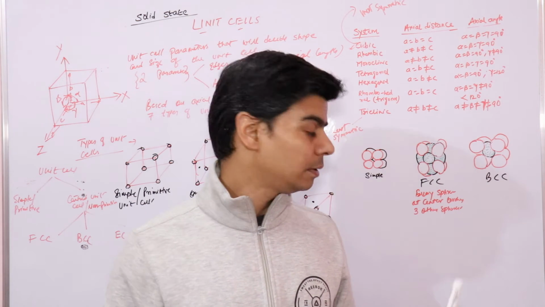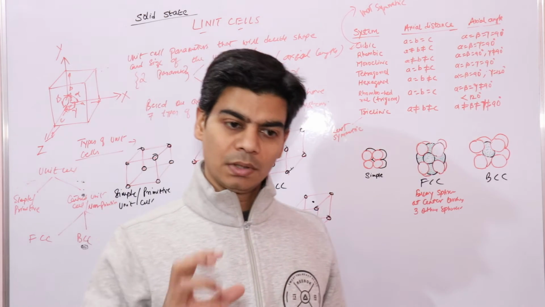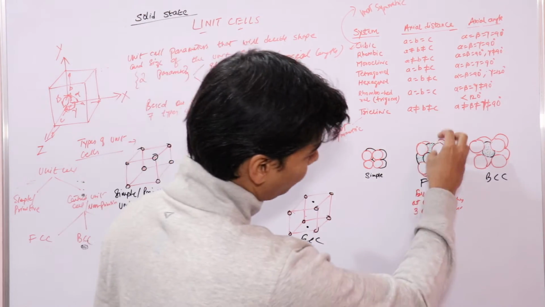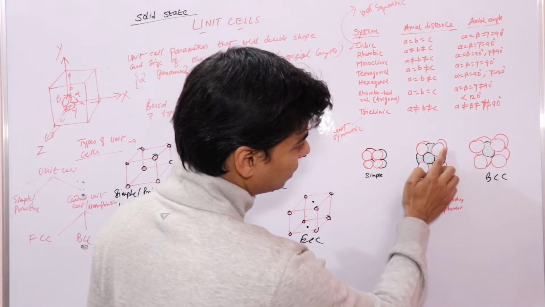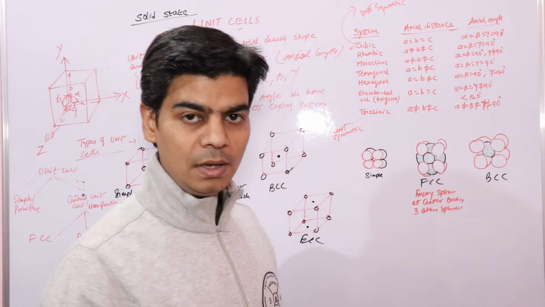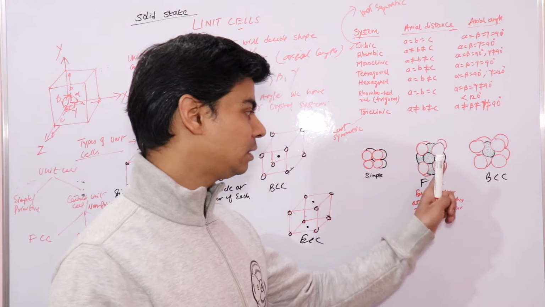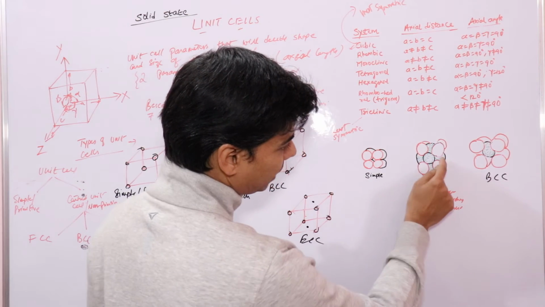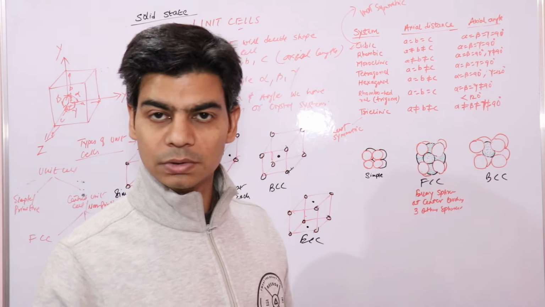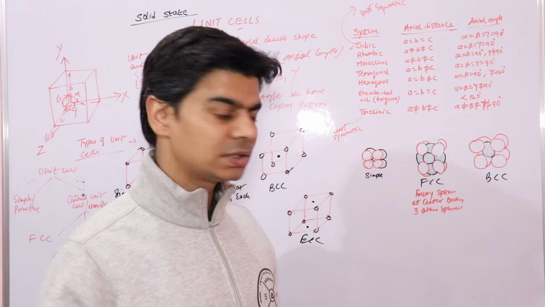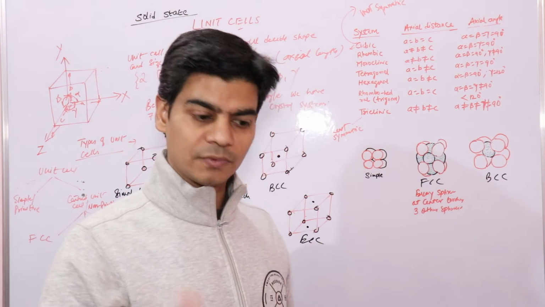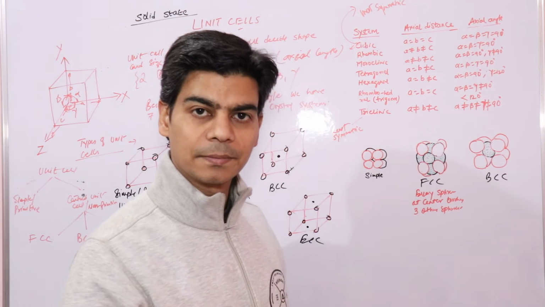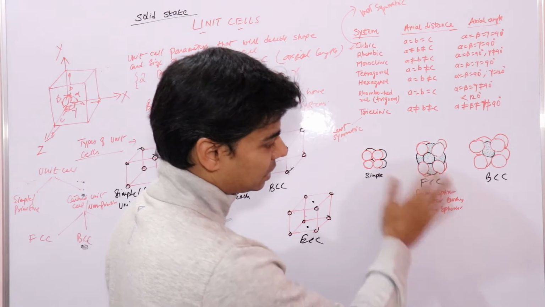So coordination number in these cases is the number of spheres that are touching one particular sphere. If you want to find the coordination number of this particular sphere, it is the number of spheres touching it. So this particular sphere is being touched by 1, 2, 3 spheres. So 3 is the coordination number. Coordination number is the number of nearest neighbors, right? So these are the nearest neighbors which are touching it, right?